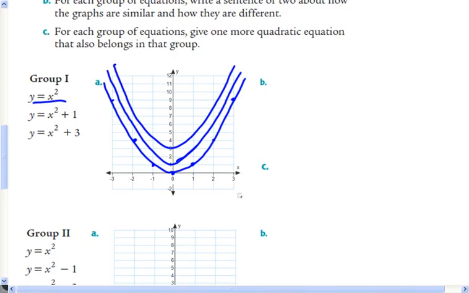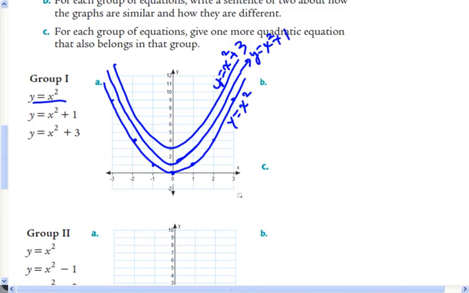So there's our three graphs, and then we need to label those. This first one is y equals x squared. This one here is y equals x squared plus 1. And this one here is y equals x squared plus 3. And now in part B, we're going to say what similarities and what differences they have.